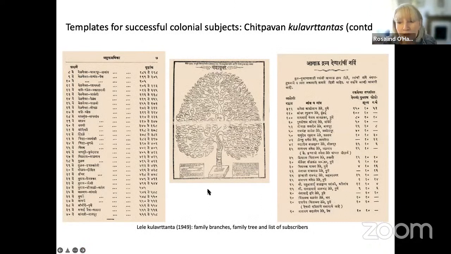These are, again, pages from the Lele Kulavratanta. Sorry, I have many of these. Yes, it is the Lele. So you can see on the left-hand side a table of contents listing all of the different families that have been included in this collective family history. And then you have it illustrated in the form of a Vanshavraksha, literally a family tree. And there you see, if you can see the detail, all of the little leaves which make up the trunk, which make up the tree. And on the right, you can see the subscribers, people who have donated money to the project and made it possible.